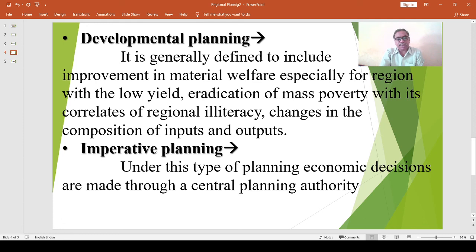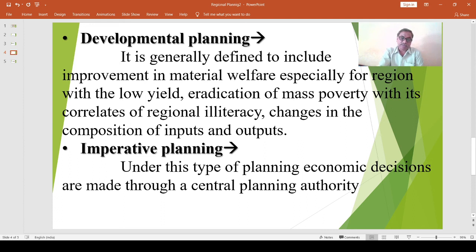Under imperative planning, there is an absence of institutions of private property, competition and the profit motive of industries, etc. It is because of the absence of these institutions and the presence of the state in directing and regulating economic activities. The planning authority formulates and implements plans in the best interest of the country.